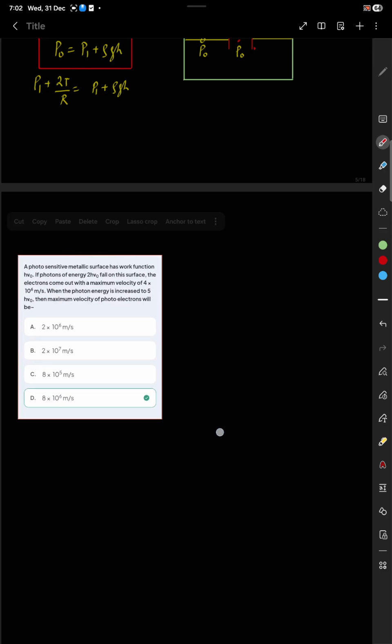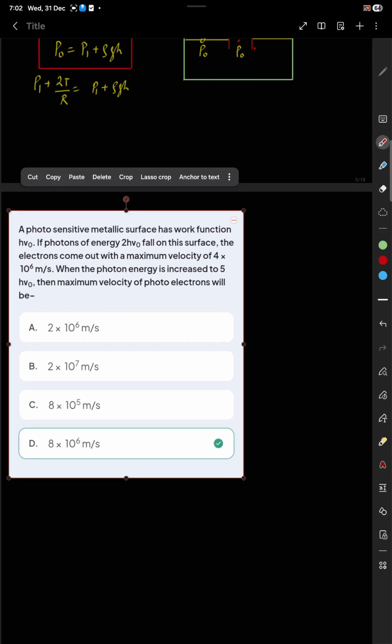This is also a question from, I think, modern physics. A photosensitive metallic surface has work function given. Photon energy is given as h nu naught. The electron comes out with maximum velocity, that is also given, but the work function is not given. When the photon energy is increased to 5 h nu naught, what is the maximum velocity? So in this question the work function is not given.